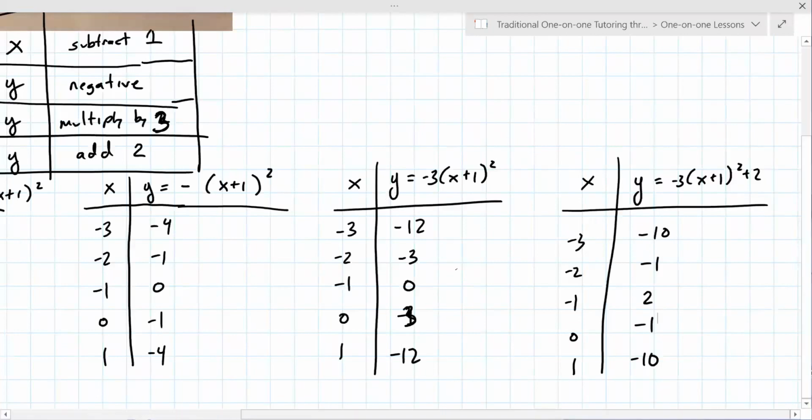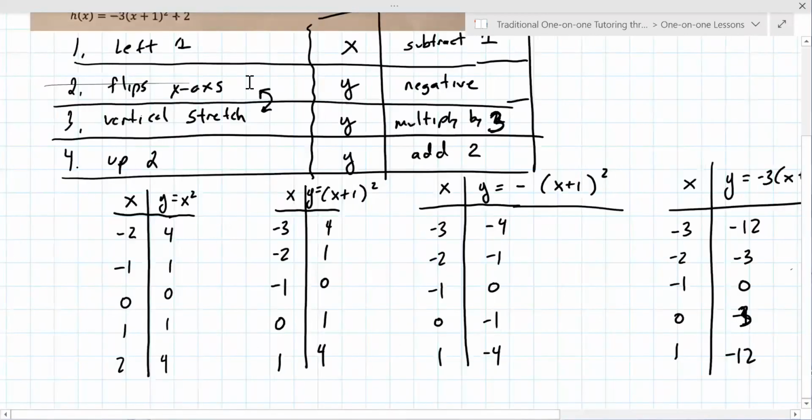I just wanted to do this for the first one, so that's how it works. But I'm pretty sure in your test, you actually do have to graph the intermediate transformation. Yeah, I'll have to.